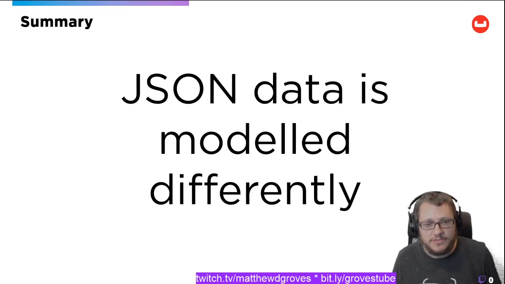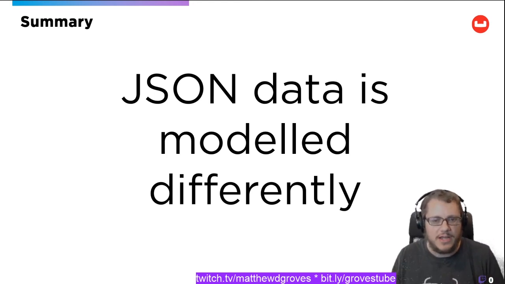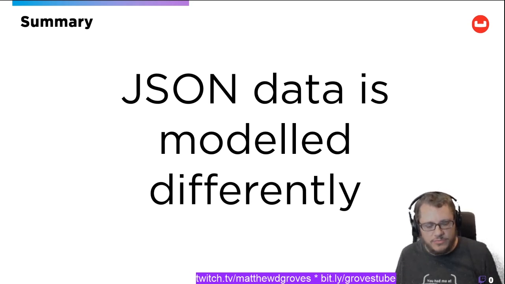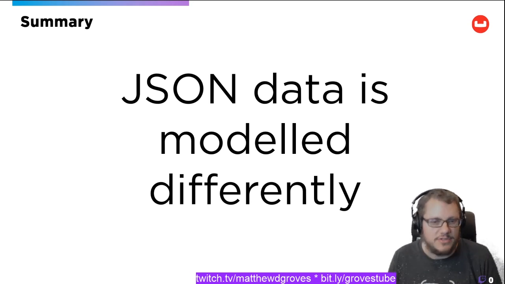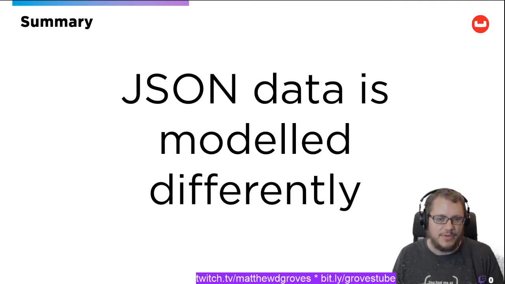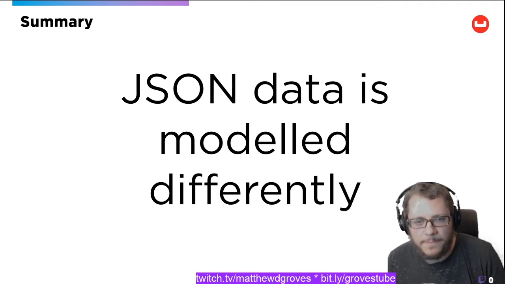JSON data is modeled differently. So you've got to think about embedding versus referencing and try to group as much as you can possibly into a document, as opposed to relational, where you try to split it out as much as you can. It's kind of the opposite approach in a way.